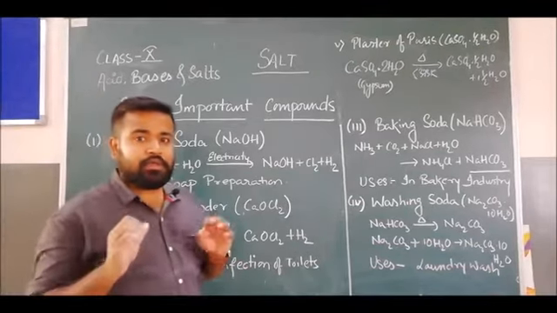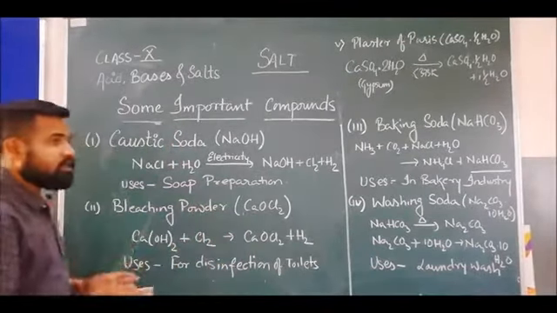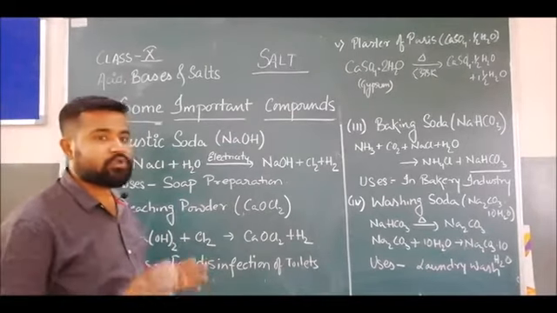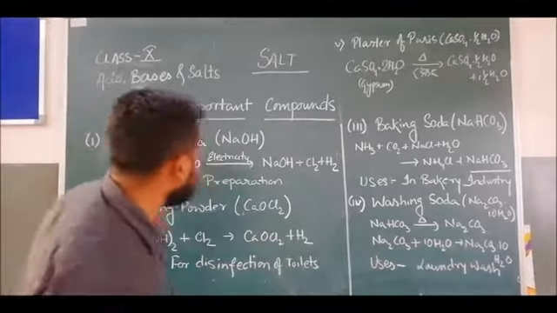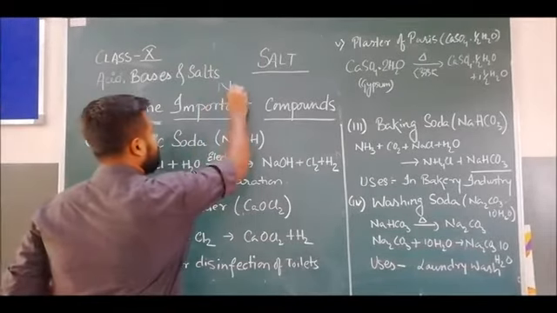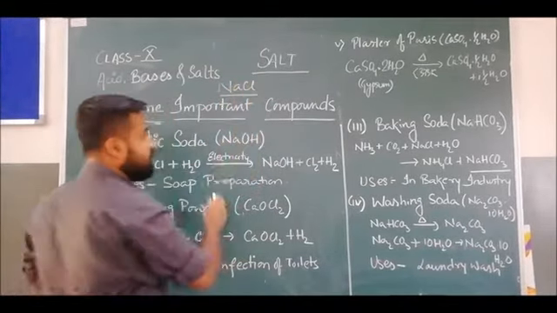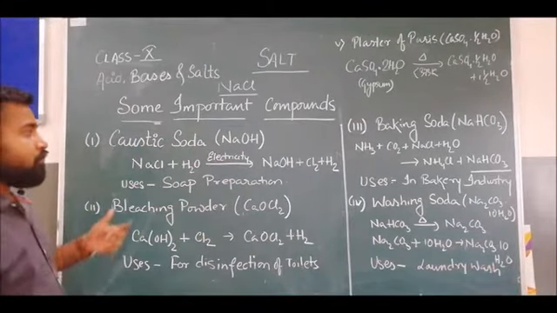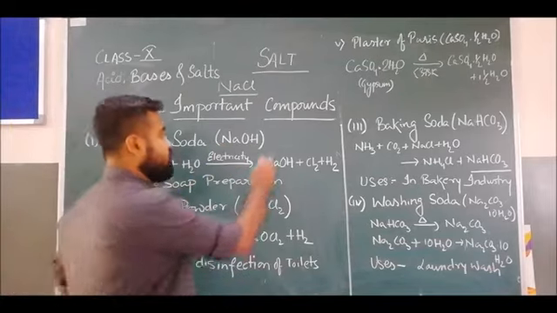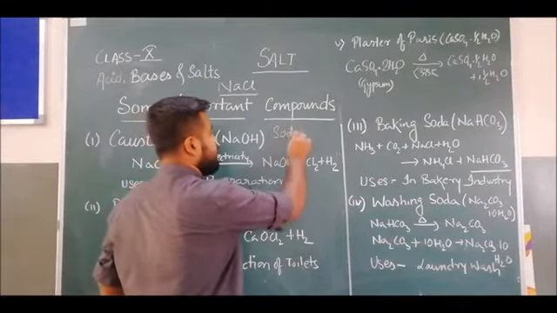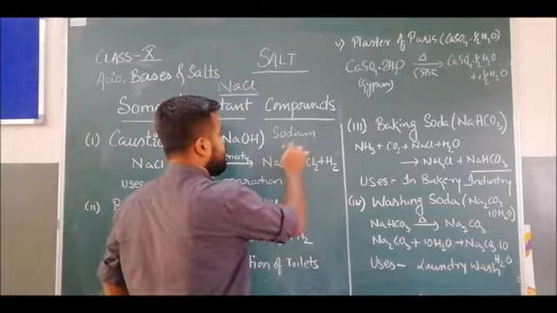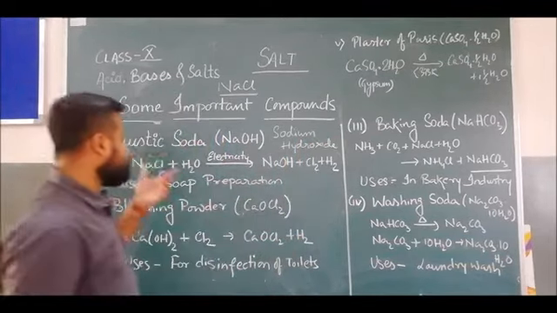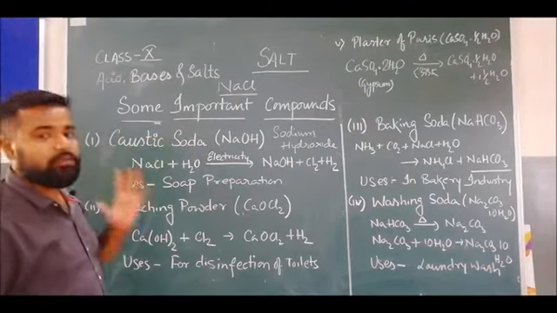So here the important thing is what are the compounds we obtain from the most important salt, that is sodium chloride, means NaCl. From the NaCl, what are the compounds we are getting? Now we are going to discuss that. So first of all is the caustic soda, whose formula is NaOH, which is also known as sodium hydroxide.